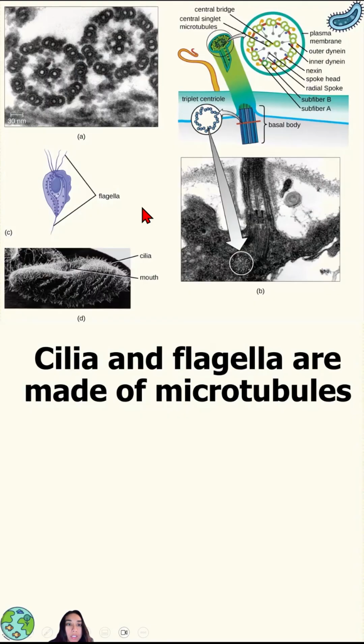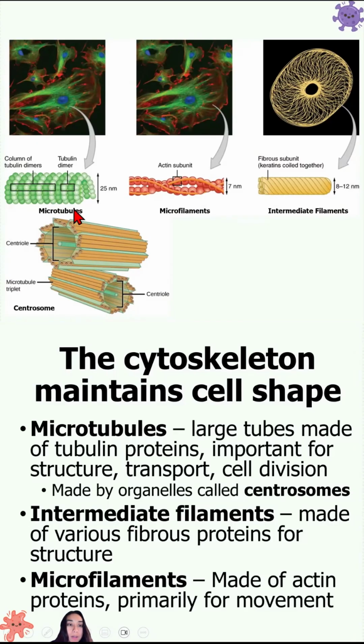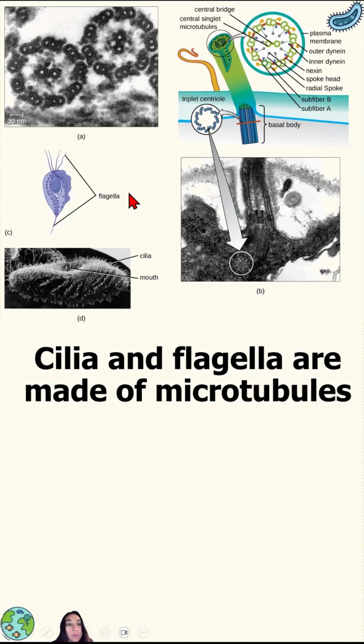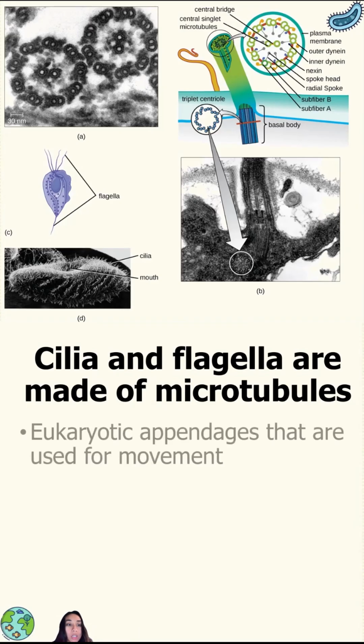And one specific function of microtubules, so we're going back to the microtubules, which are the biggest ones. Microtubules are also the main component of cilia and flagella. And both of these are appendages of eukaryotic cells. So eukaryotes have these appendages, things that stick out of them, that are used for movement.